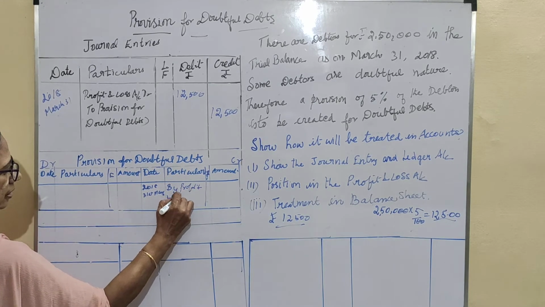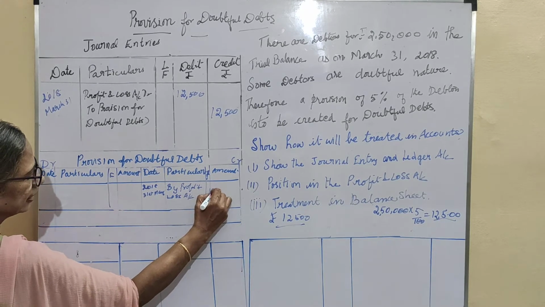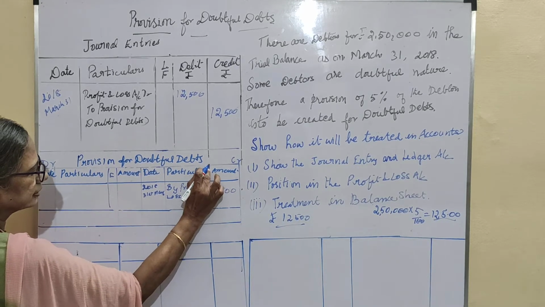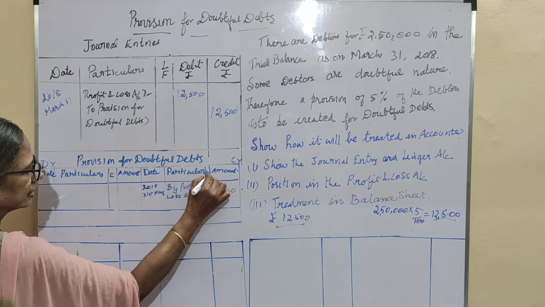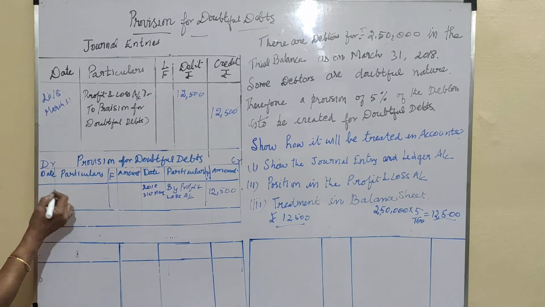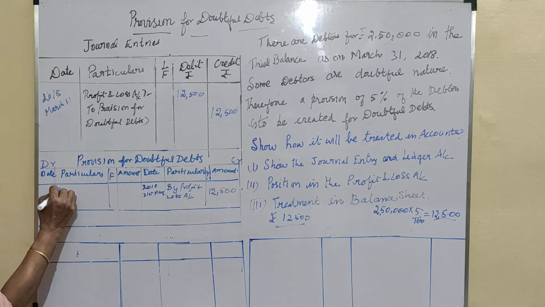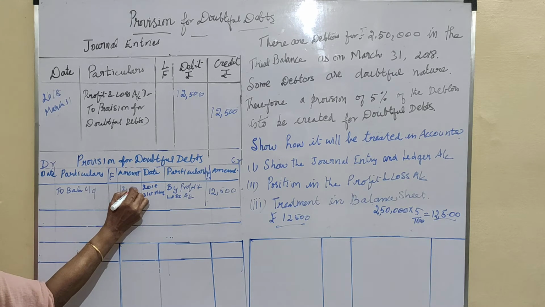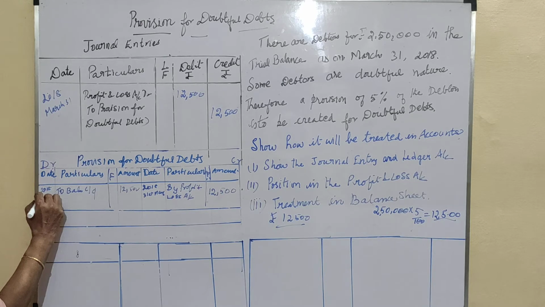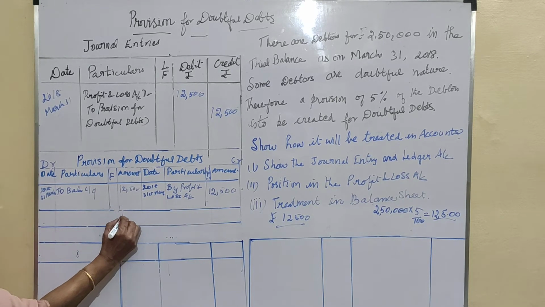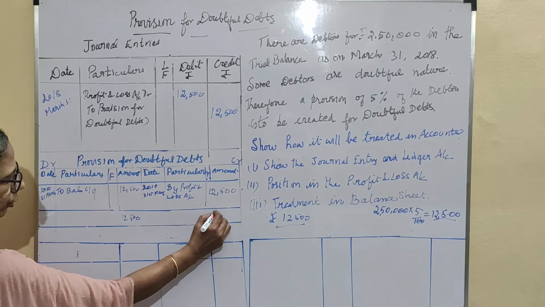profit and loss account, 12,500. We are writing 12,500 here. This is the JF column. Like this we have to write at the end of the year. We have to balance: carry down 12,500, 2018 31st March. Now we are going to take this total, because we are entering it at the end of the year.